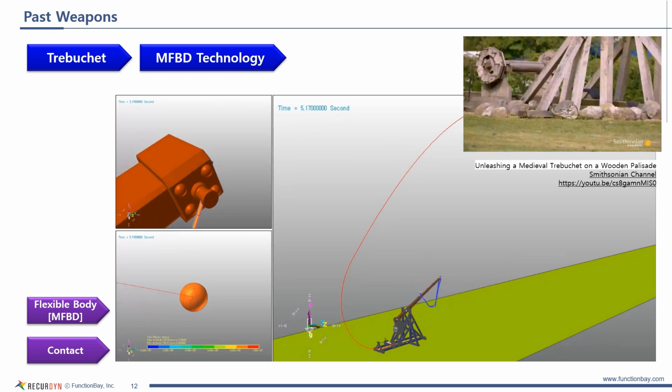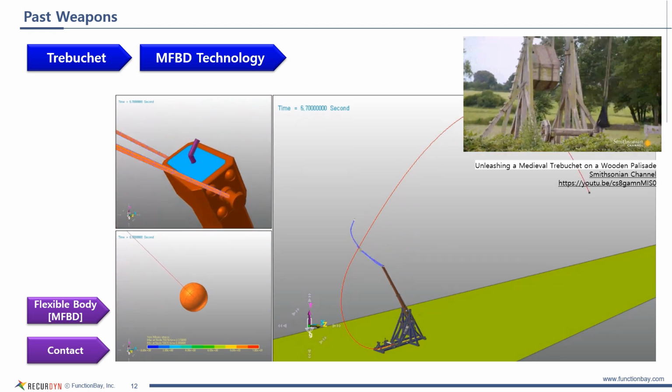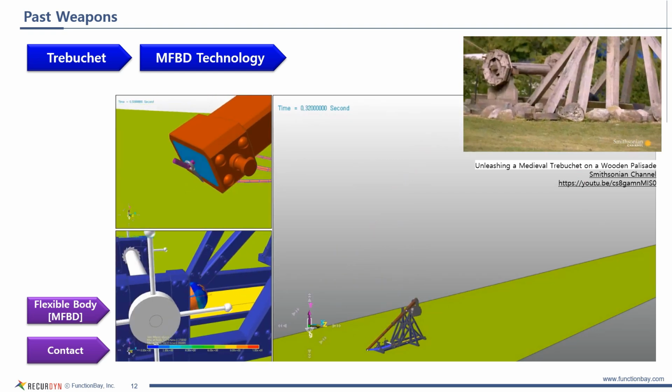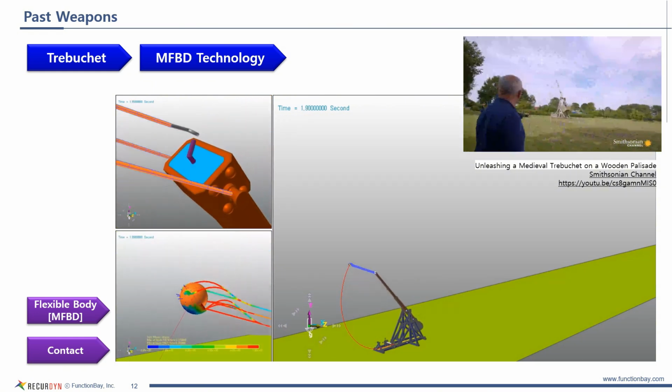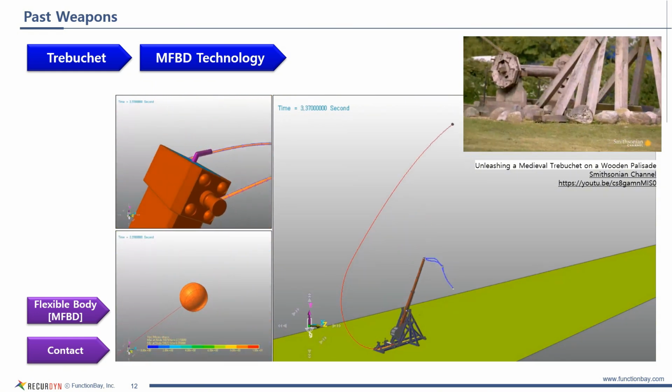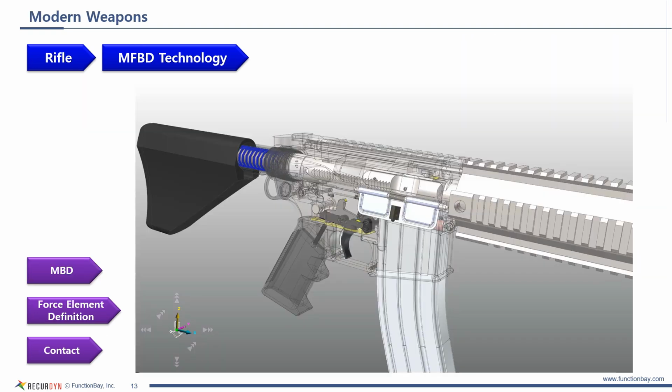Additionally, sophisticated contact algorithms are applied to analyze the bag containing the projectile and the part with the rope hanging from it. In modern times, the bow and arrow have been replaced by the rifle as the most important personal firearm. What kind of dynamic analysis can be applied here?